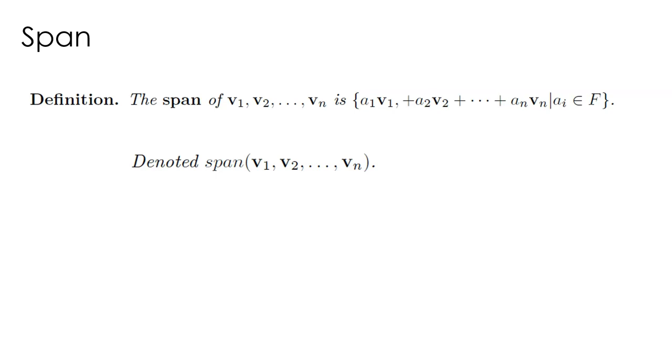We denote this as the span of v1 through vn. Sometimes I might use a curly brace here or an angle bracket, depending on my mood. So let's look at an example. One question we might ask ourselves is: is a vector in the span of some other vectors? So let's say we have these two vectors.